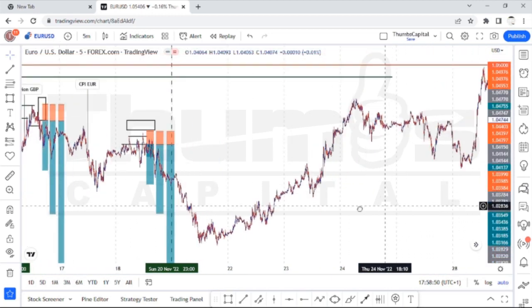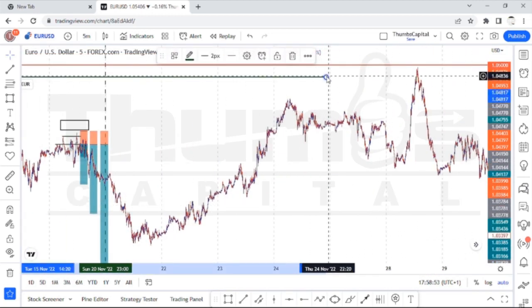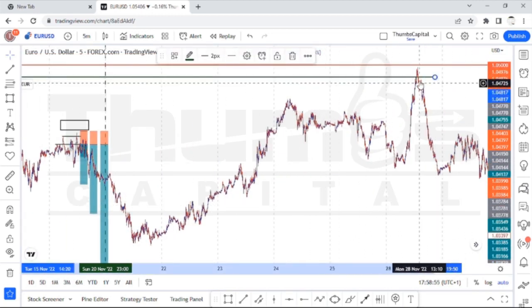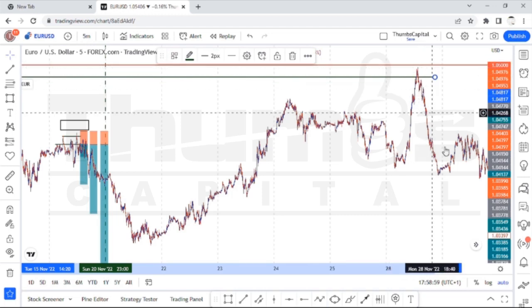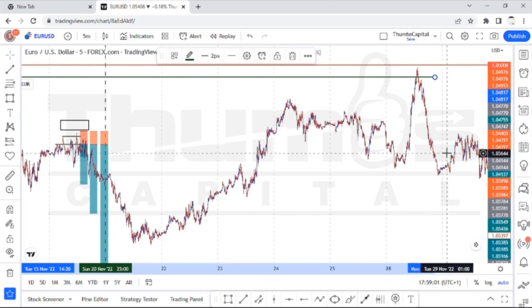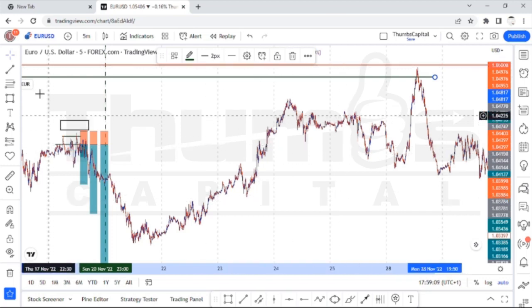Price kept moving up, and yeah, it took out the high right here. After taking out this high, I was able to take my sell trade from here. I got some profit from that. That's not part of the outlook video, so I won't be going into much details about that. Let me just quickly run the explanation.